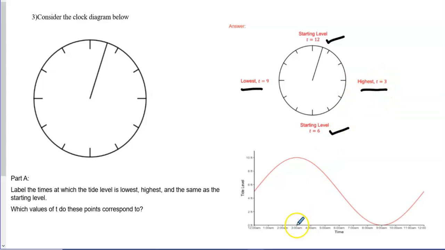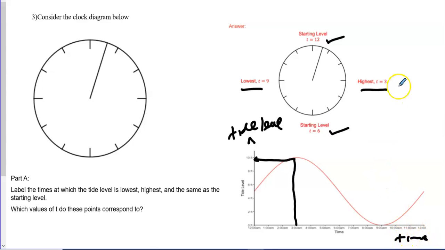If you look at t equals 3 a.m., we are getting the highest point here, right? That is the tide level, and that is our time. So t equals 3 gives us the highest. Now, the lowest, we are getting it at 9 a.m. That is the lowest point, and that is t equals 9.